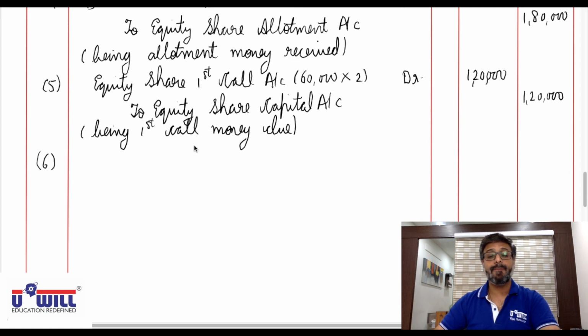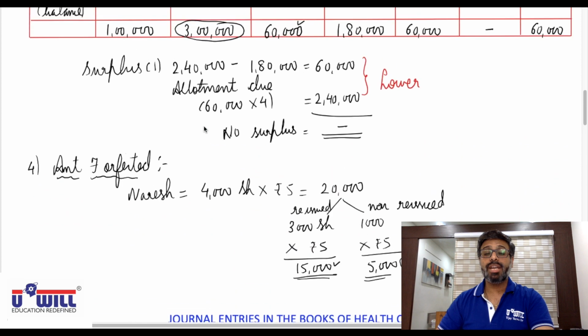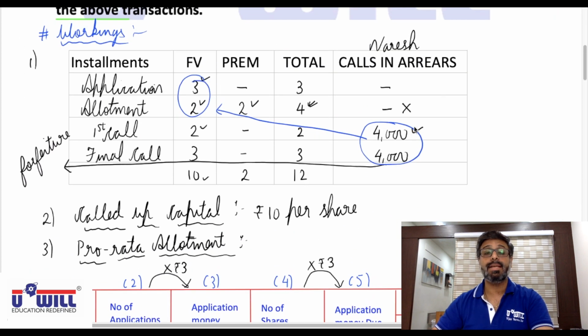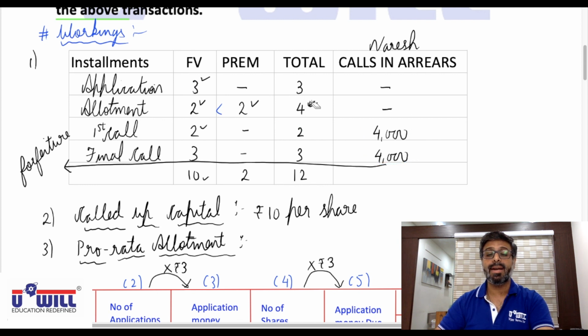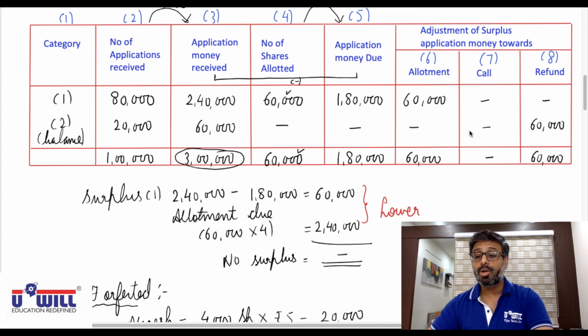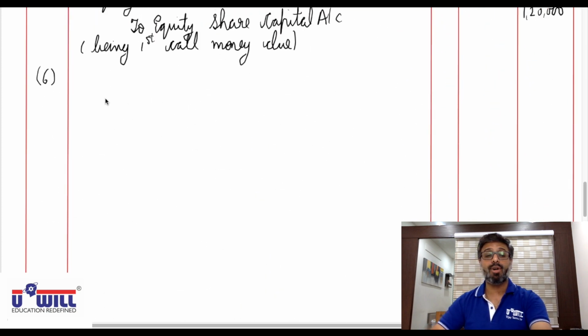Now, sixth entry, call money received. Check it up. Do we have calls in arrears? Yes, we do have calls in arrears. So, combined entry will be passed or single entry? Combined entry will be passed, as we do have calls in arrears. Further check it. Do we have calls in advance? No. So combined entry but only with calls in arrears. Had there been calls in advance also, then that would also have been combined. But here we have calls in arrears only.